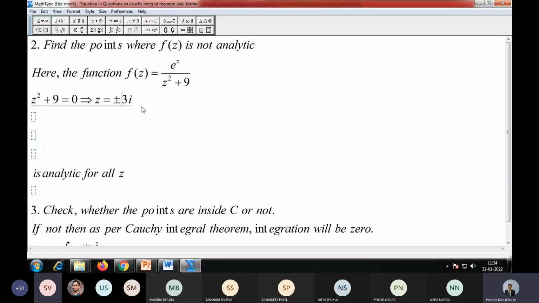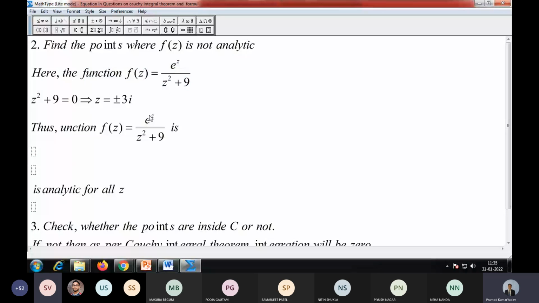So it means this function is analytic everywhere except plus minus 3i. Thus the function f(z) equal to this is analytic everywhere except z equal to plus minus 3i.